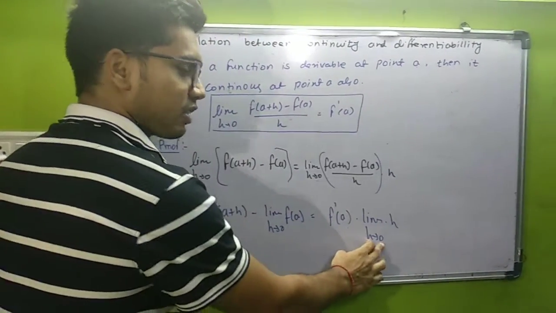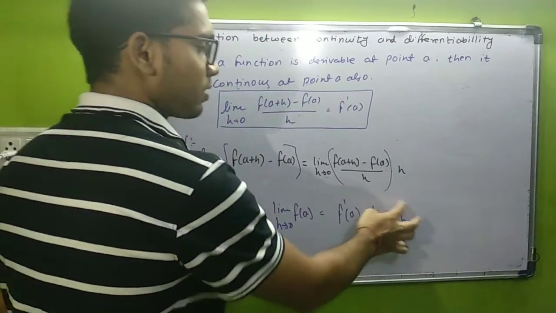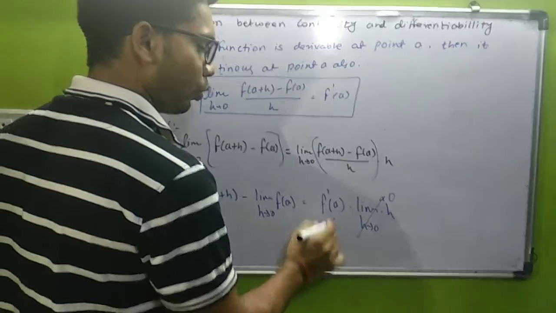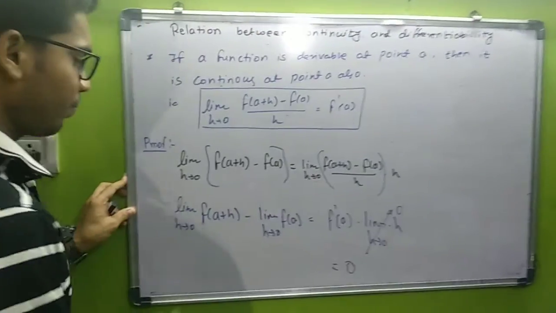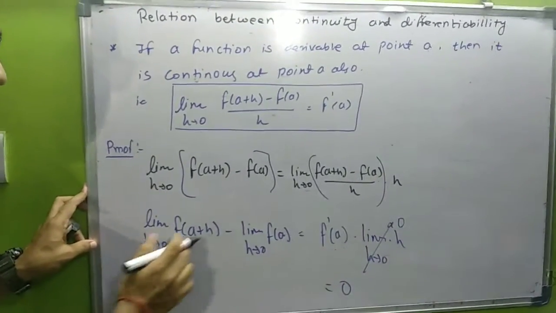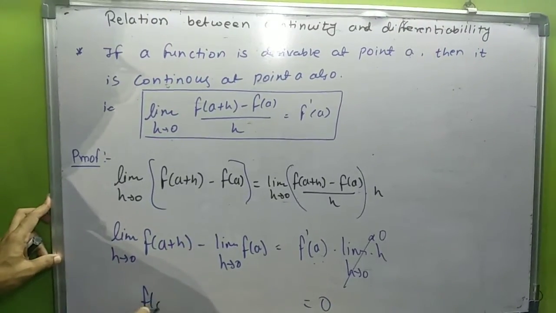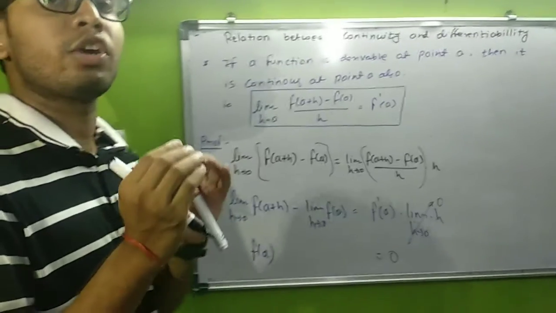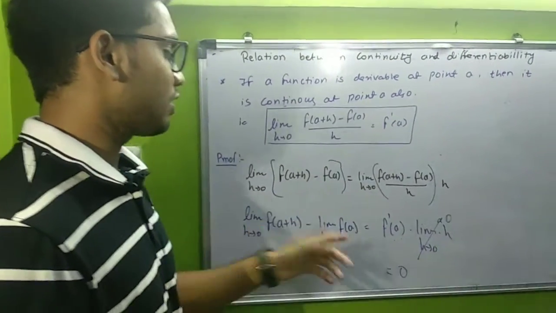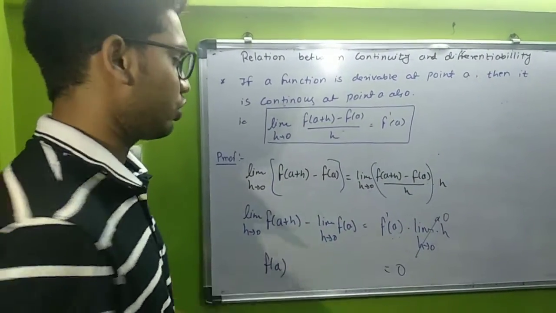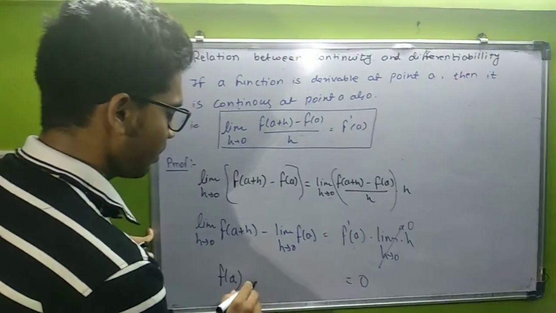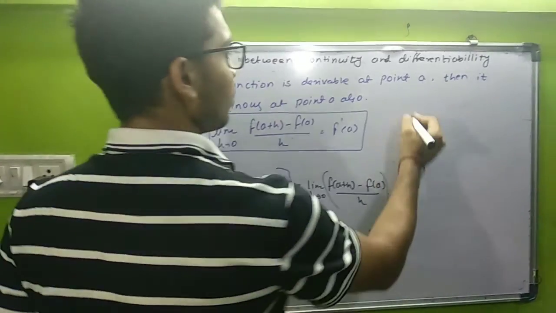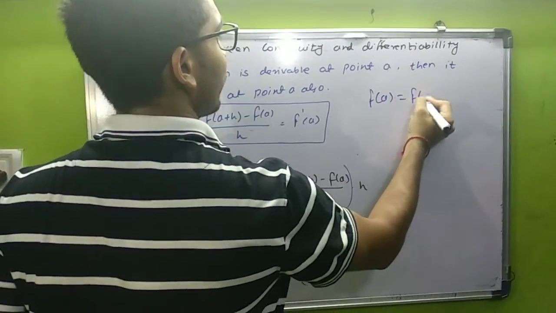Now see, if h is going towards 0, that means this expression will tend to 0. 0 into anything will give me 0. Now if h is going towards 0, then this expression will give me only f of a, because h is going to be 0. This is f of a, that means this is going to be some number, some constant term, which is going to be independent of h. So this is going to remain minus f of a. So you can bring this over here. So f of a is equal to f of a.